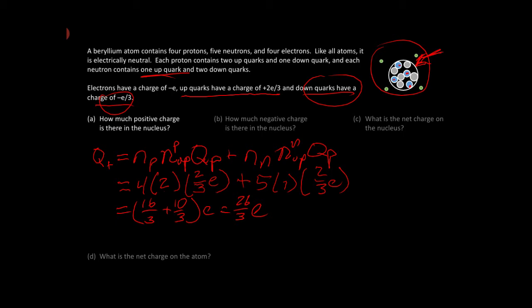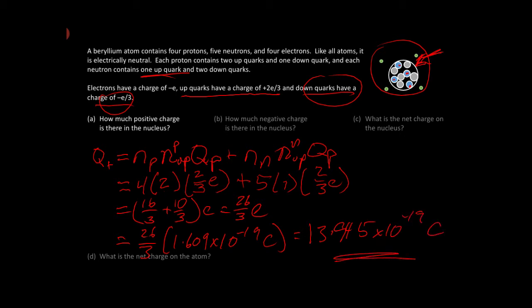Let me think about that for a second. Yeah, it can be off, so that's fine. So that means we've got 26 thirds times e, which is 26 thirds times 1.609 times 10 to the minus 19 coulombs, which is equal to, oh, I don't know, 13.945 times 10 to the minus 19 coulombs.